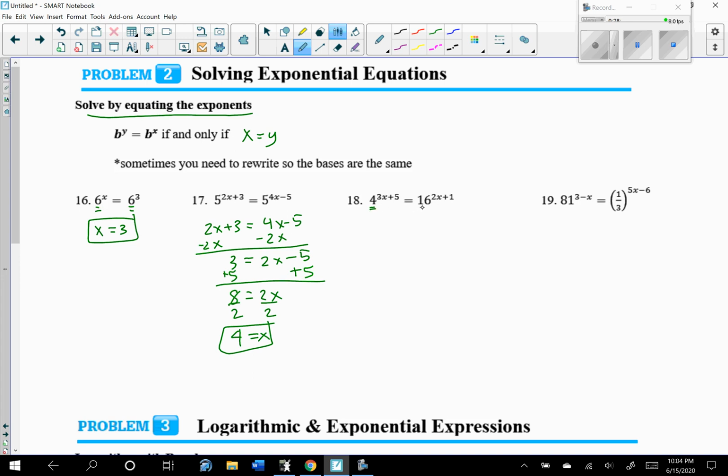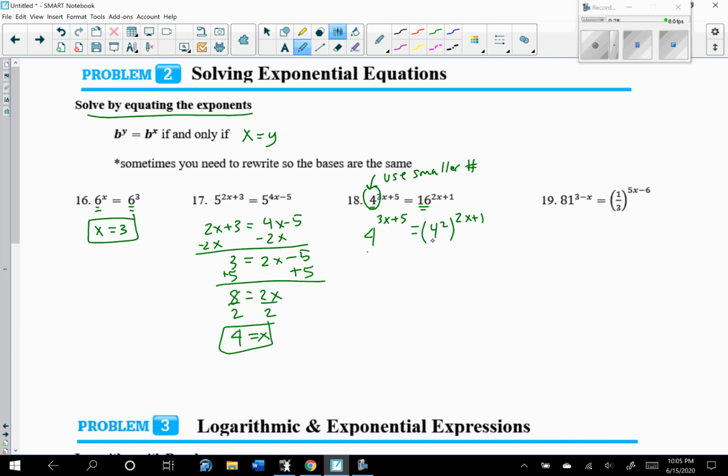Here, notice that the bases are not the same. So when that happens, you always want to look at the smaller number. You don't want to go up in terms because that changes your equation, but going down does not. So 4 is the smaller number out of the two. So can I make 16 into a base of 4? I can, because we know that's 4 squared. So this stays 4, 3x plus 5 equals, this is really 4 squared to the 2x plus 1. So again, always use the smaller number. You wouldn't want to do this as 4 squared because then that changes the problem.